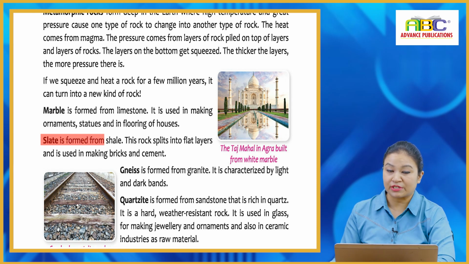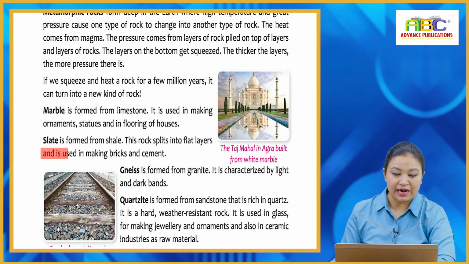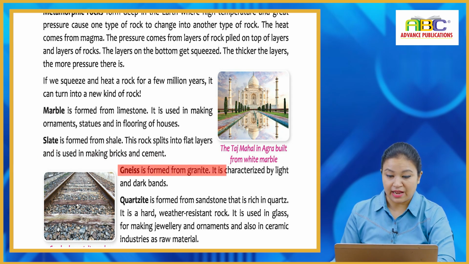Slate is formed from shale. This rock splits into flat layers and is used in making bricks and cements. Gneiss is formed from granite and it is characterized by light and dark bands.